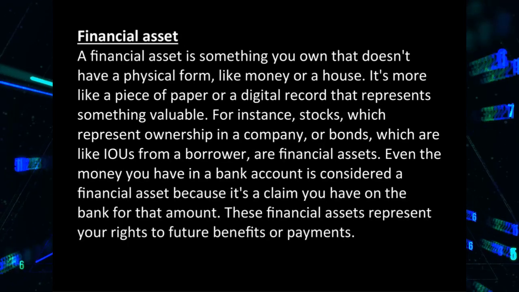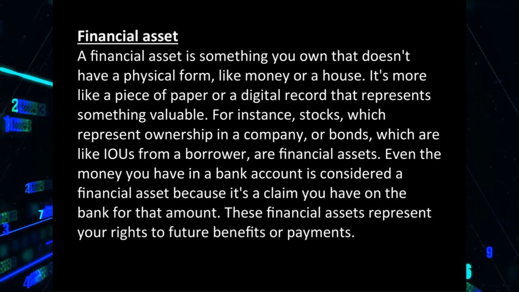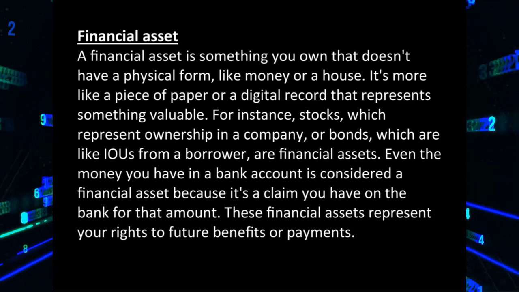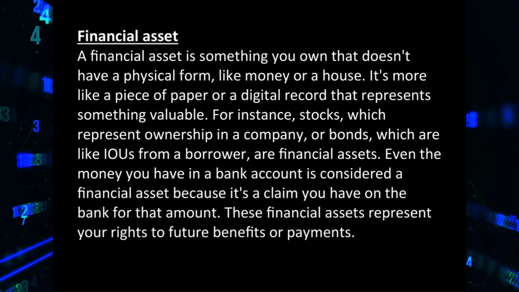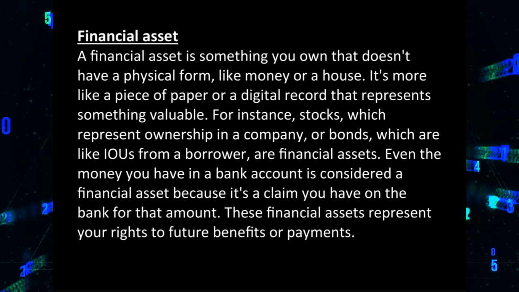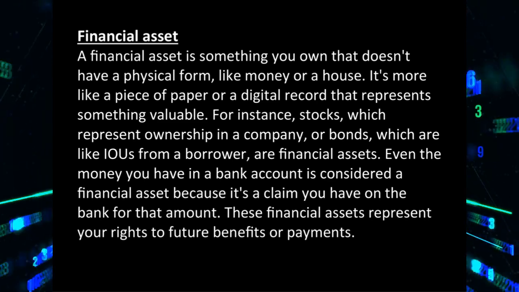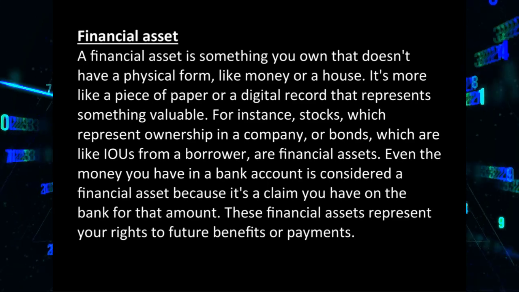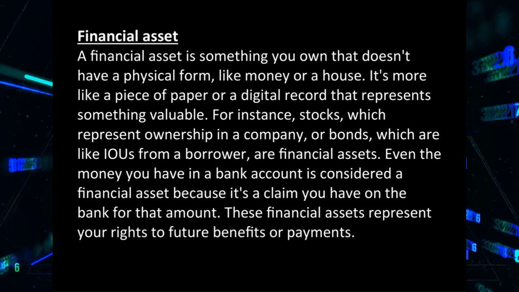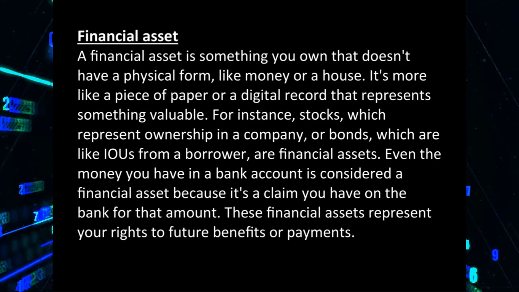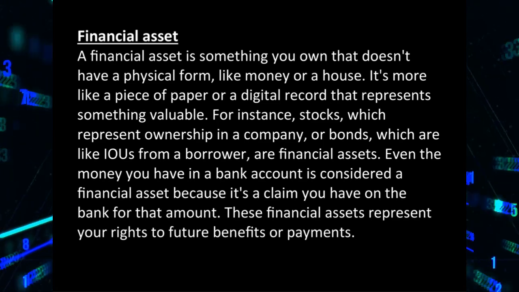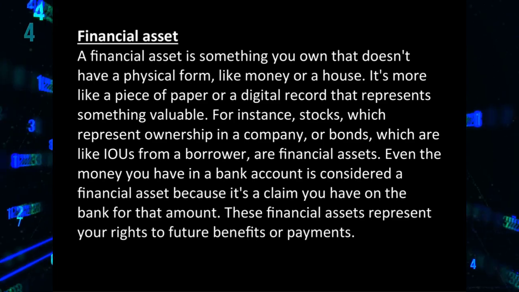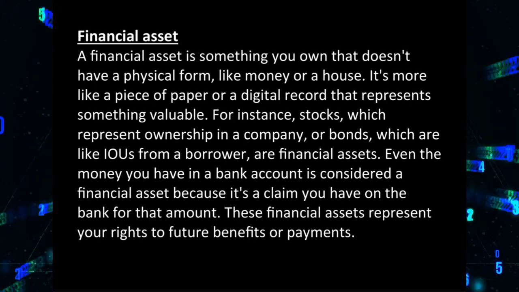Financial asset. A financial asset is something you own that doesn't have a physical form, like money or a house. It's more like a piece of paper or a digital record that represents something valuable. For instance, stocks, which represent ownership in a company, or bonds, which are like IOUs from a borrower, are financial assets. Even the money you have in a bank account is considered a financial asset because it's a claim you have on the bank for that amount. These financial assets represent your rights to future benefits or payments.